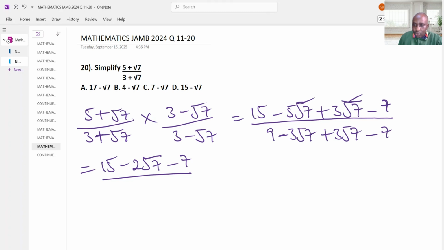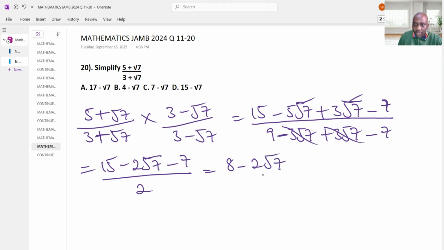If you look at this one, they cancel out each other because they are twins. 3 square root of 7, 3 square root of 7. You are owing 3 naira and you have 3, and when you pay it, it cancels out each other. 9 minus 7 is going to give me 2. And even this one, 15 minus 7 is going to give me what? 8.